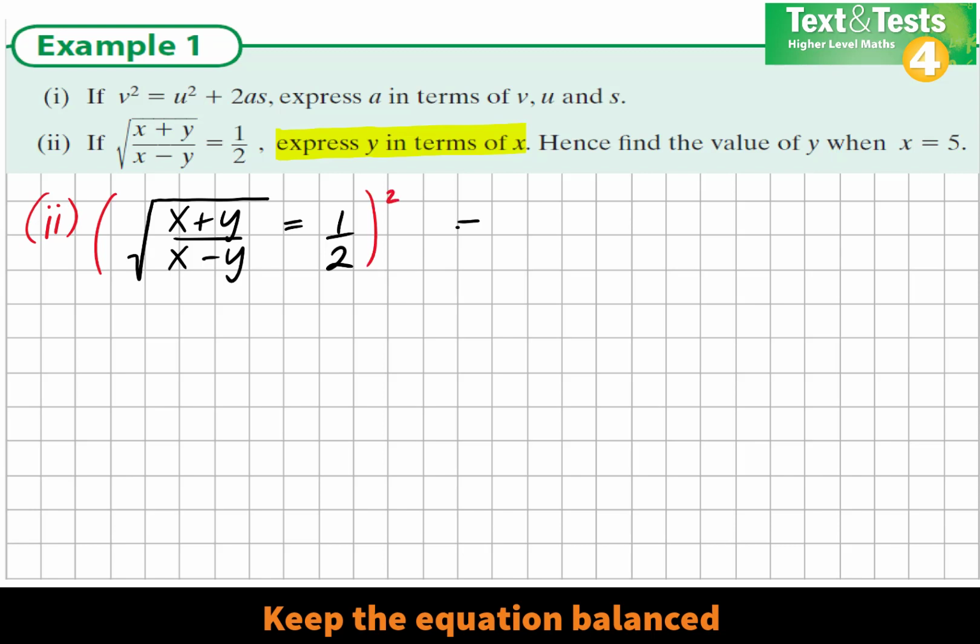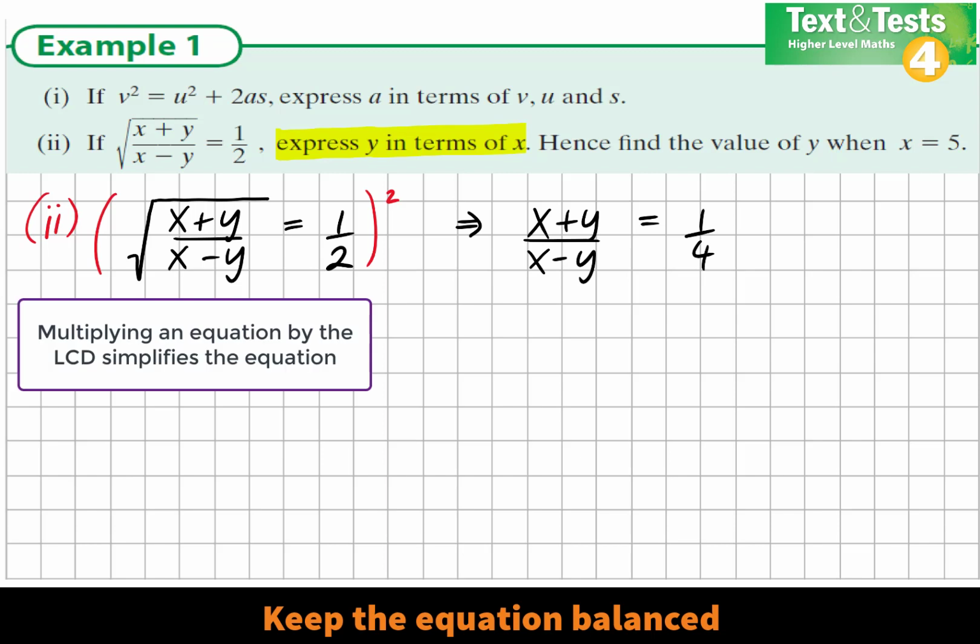So when we square, the square root disappears. So we have x plus y over x minus y is equal to 1 squared over 2 squared, which will be 1 over 4. Now we have denominators in this equation. So if we multiply both sides of the equation by the lowest common denominator, it will simplify the equation. The lowest common denominator here is 4 times (x minus y).